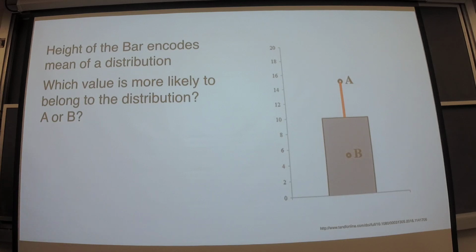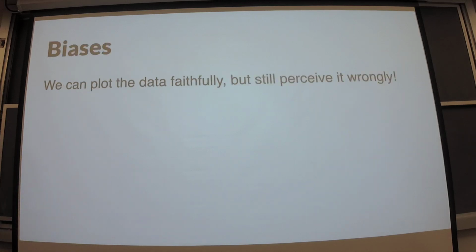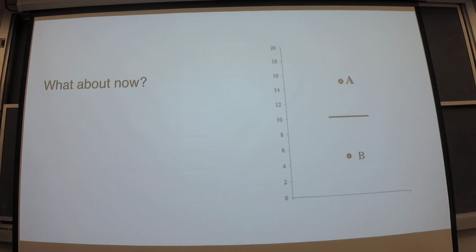But it's really not the way you should be doing it. So we can plot the data faithfully, but still perceive it wrongly, so we have to be aware of these biases. What about this representation here?